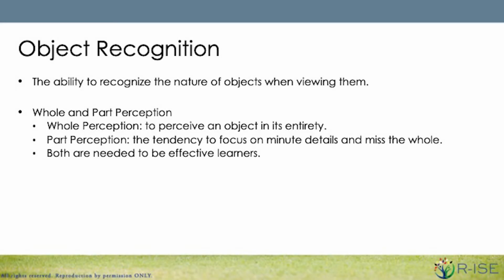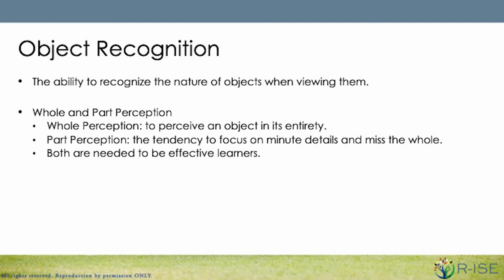Object recognition: the ability to recognize the nature of objects when viewing them. What this means is our ability to take a concept or an object such as a chair, turn it upside down and still realize and know that it's still a chair. Just because an object changes within its space does not make that object change.